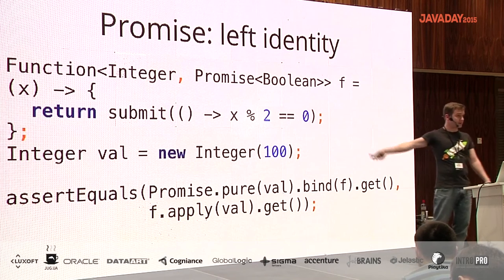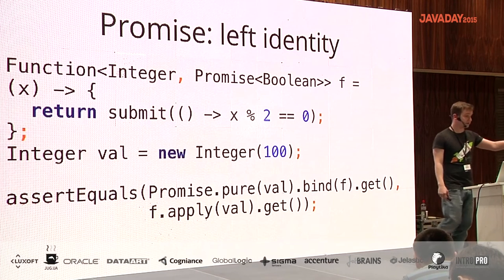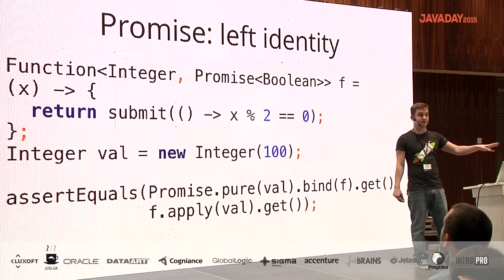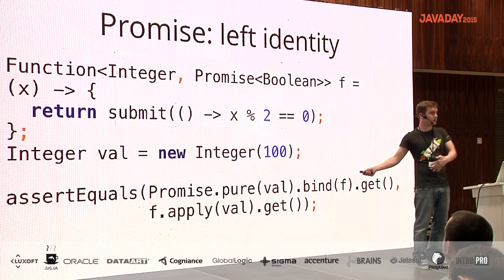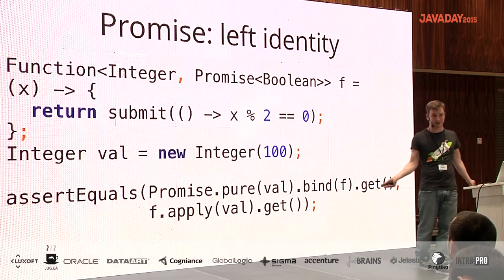And if this test passes, you know that your monad kind of satisfies the left identity law, at least for some cases. The more tests you have, the more sure you will be of that. But that works like with any functionality.